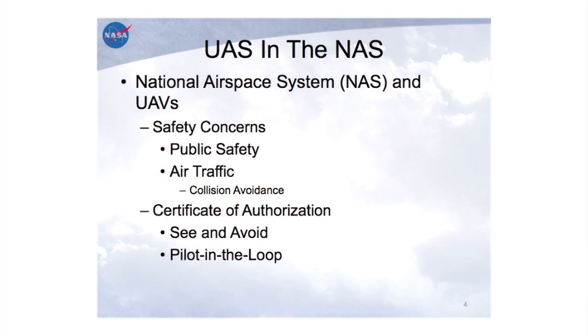The problem with UAVs right now is they're trying to integrate them into the NAS, the National Airspace. And of course, there's safety concerns. There's public safety and air traffic, and that leads to the whole collision avoidance issue, avoidance with other aircraft and avoidance with terrain. As of now, to get permission, you need a COA, and in that you need a see and avoid capability, so you need a pilot in the loop, and that's what I'll talk about today.